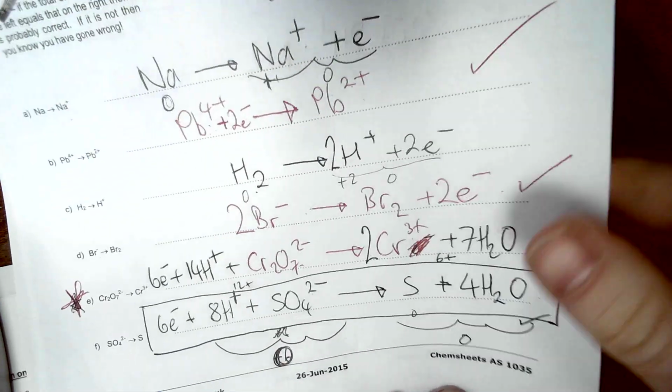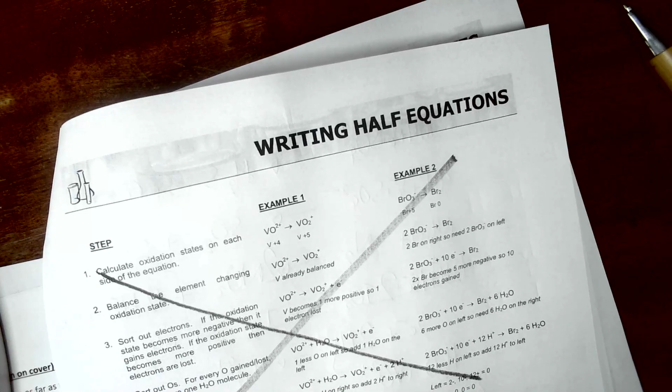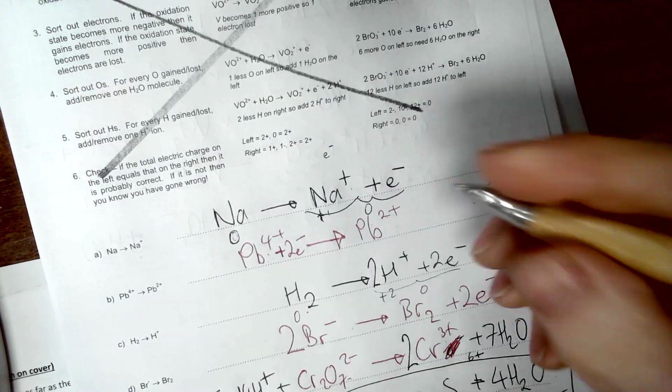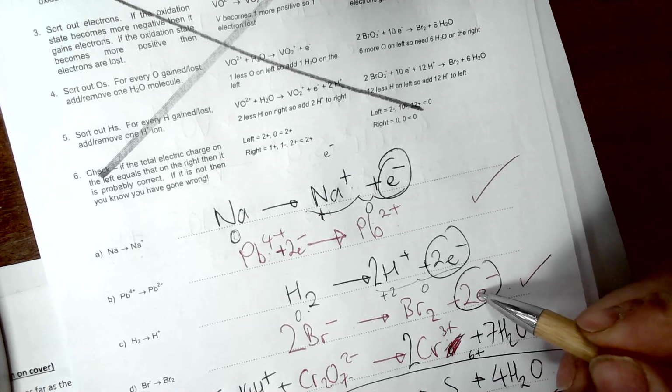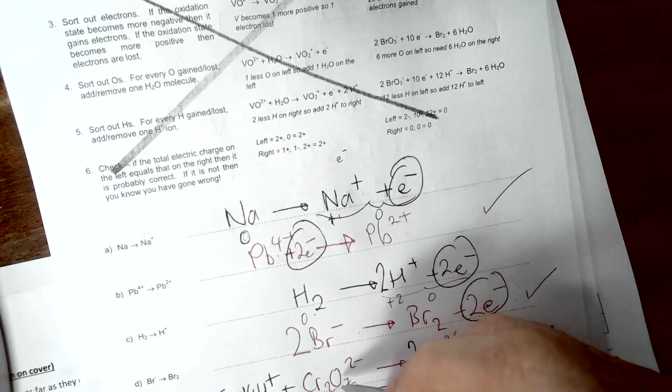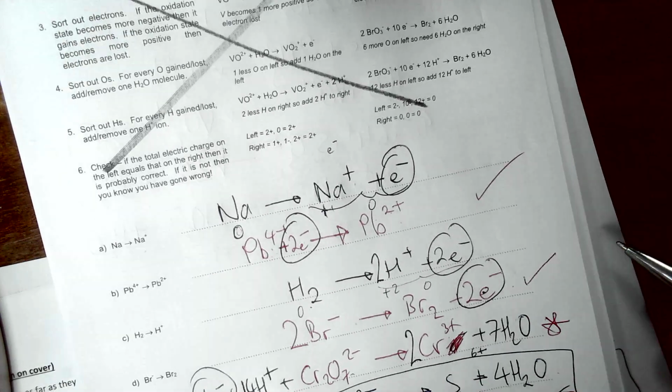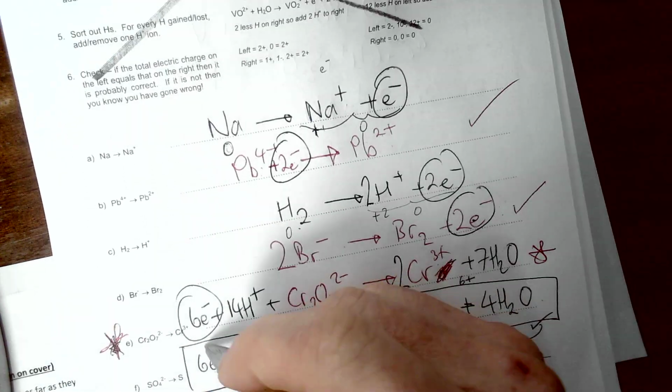Alright, what you've just been able to do there is writing half equations. You'll notice that some of these half equations lost electrons. There we go, the electrons are on this side. Some of them gained electrons. What's that? Oxidation is loss, reduction is gain. This is where we're going to with all of these. So you have learned the skill of writing half equations.